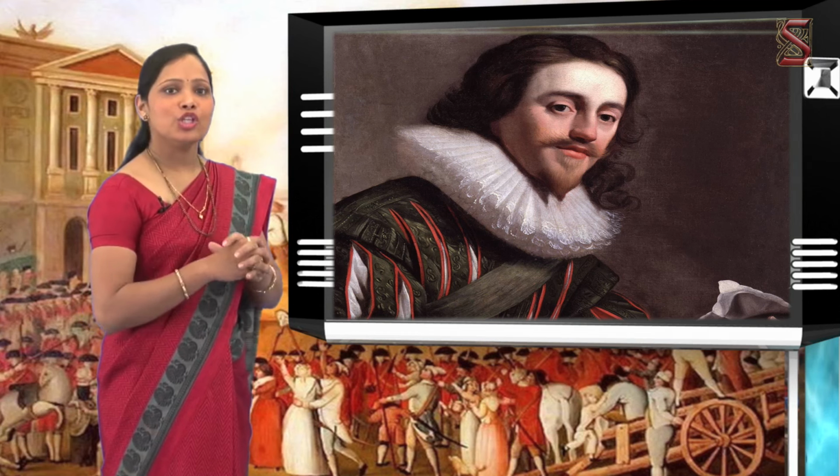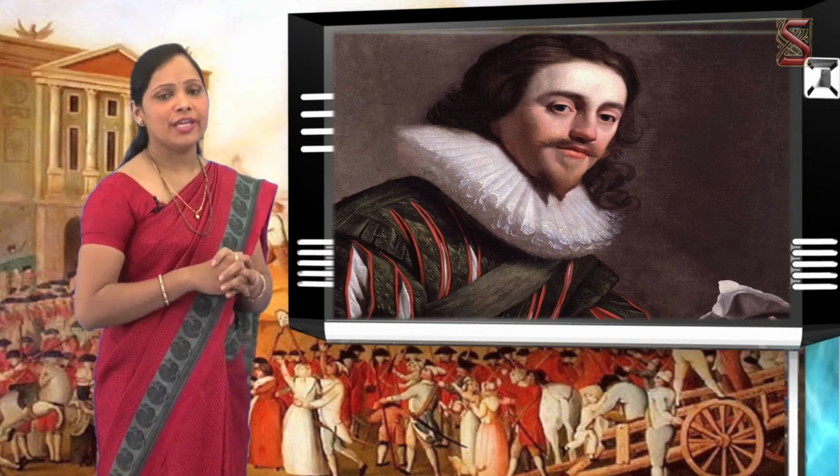Let us begin with the Glorious Revolution of England. The English Revolution of 1688 was called the Glorious Revolution because it was not a war. No soldiers went into battle and no shots were fired, and yet the aim was achieved. A new king and queen simply replaced Charles I, who was getting increasingly unpopular.